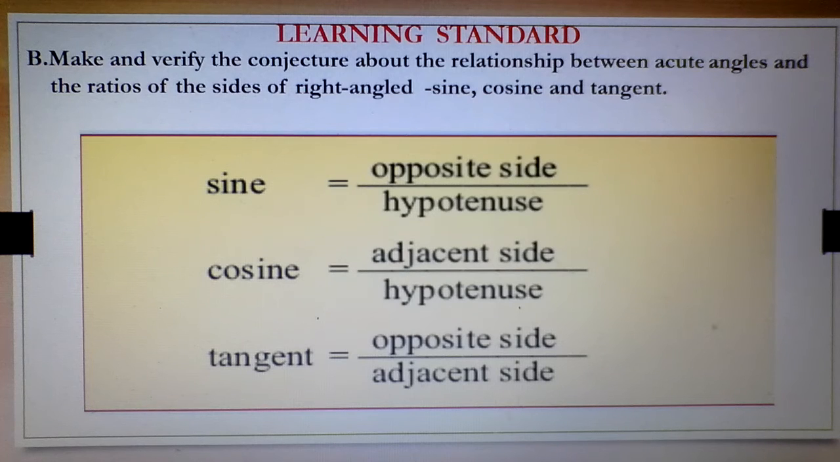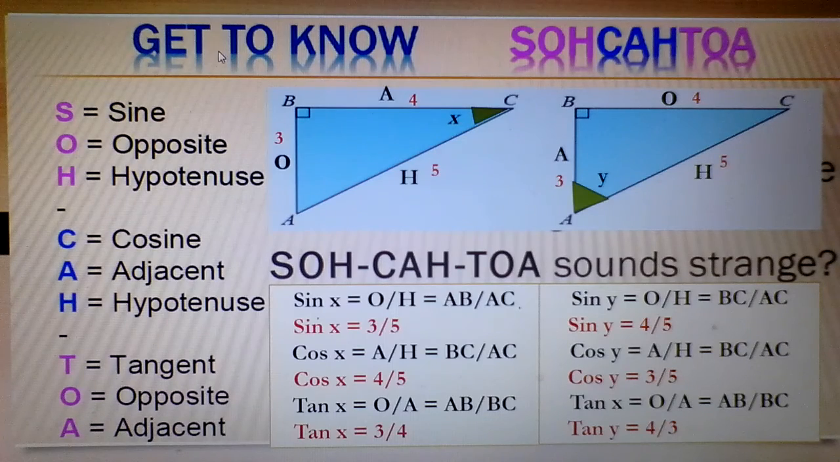So formula, kita ada formula ni. For sine is opposite side divided by hypotenuse. For cosine is adjacent side divided by hypotenuse. For tangent is opposite side divided by adjacent. So from here we can have the formula that we call Sohcahtoa. Sohcahtoa, I think you have heard before. So get to know Sohcahtoa.